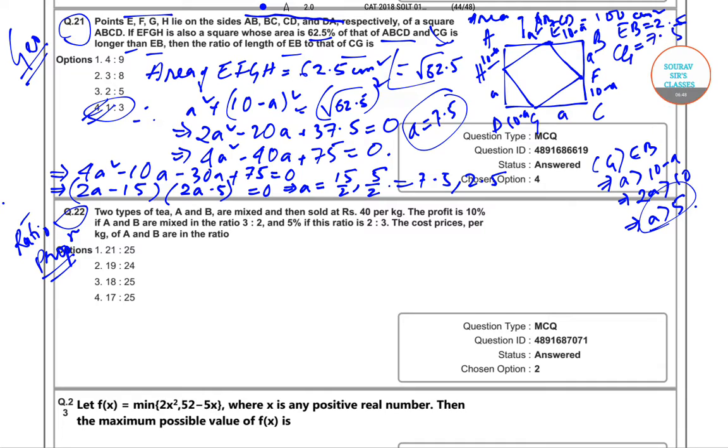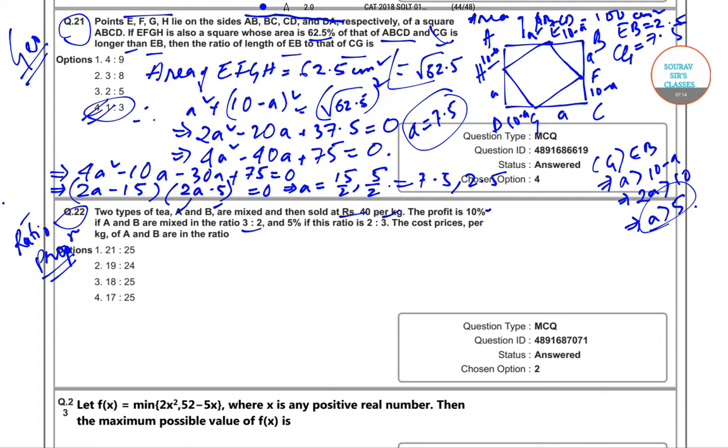This is a very interesting question that has been given over here. Here it has been said that there are two types of tea, type A and type B. Now type A and type B are mixed, and then it is sold at a price of rupees 40 per kg.